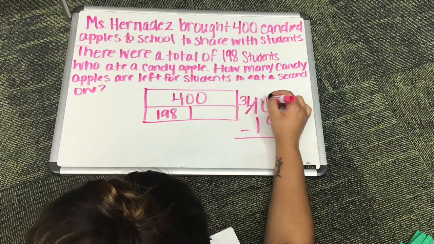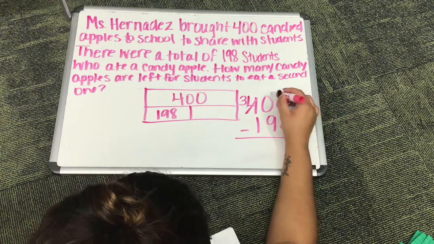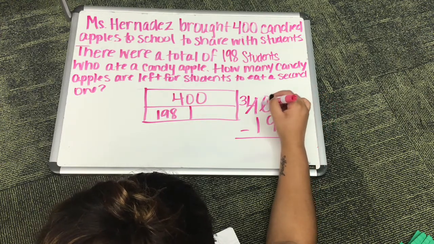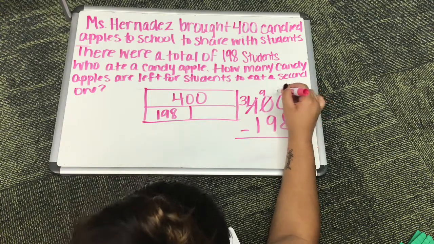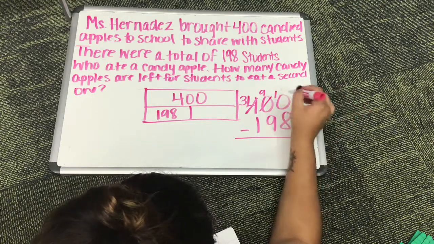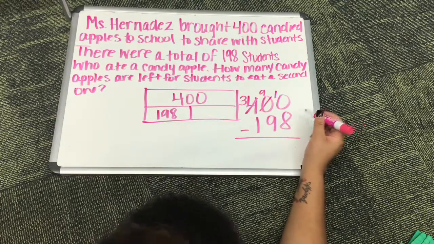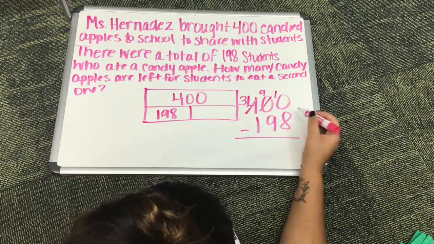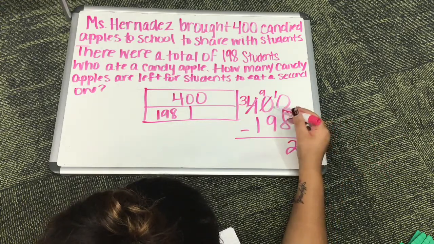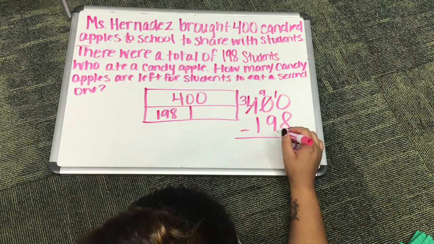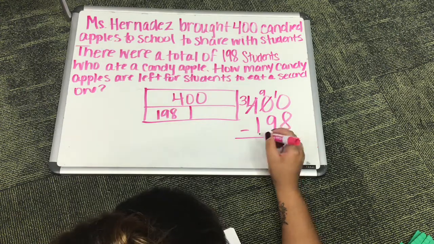This would have been a 10, but since we have our 0 in our ones place, this will take place and this will be a 9. Then this will make our 0 in the ones place a 10. So now that we have regrouped all of our top numbers, we want to begin solving. We have 10 minus 8, which is 2. Then we have 9 minus 9, which is 0. Then we have 3 minus 1, which is 2.